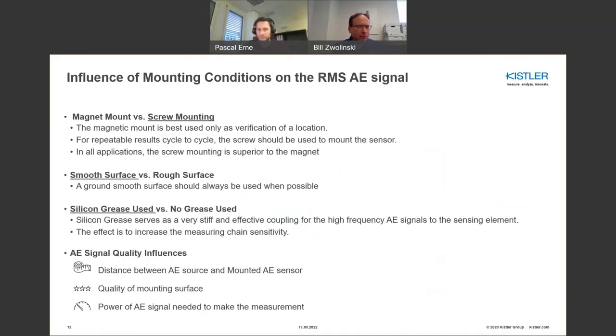I mean, the sensors are quite high in sensitivity, so you don't have to be right on top of it. But again, it is a parameter to keep in mind. Quality of the mounting surface we've already addressed, and the power of the AE signal needed to make the measurement. So that's all sort of relative. But with a magnetic mount, what's really cool is you can change the location of the sensor really easily and find optimum locations. So it's not only for ease of use, but also convenience of determining the mounting location.